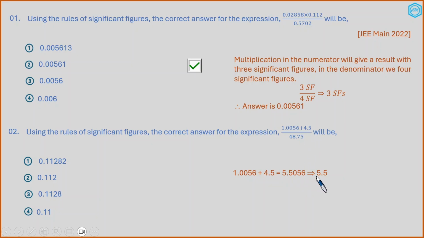So when we write it in 1 decimal place, we have to drop numbers beyond that. So it is 5.5. Now the division 5.5 by 48.75. The number of significant figures here is 2 for the numerator, and for the denominator it is 4. Since the numerator is having only 2 significant figures, the answer should be in 2 significant figures. So we drop 2. So the answer is 0.11. The correct option will be the fourth one.